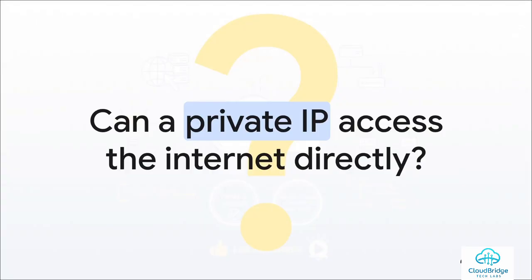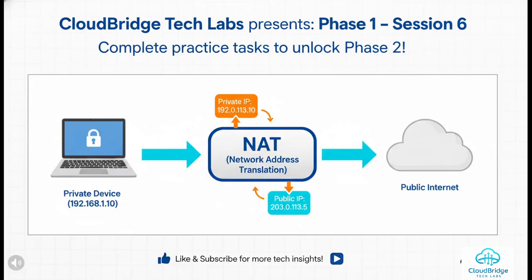So let's pause for a quick second. I want to throw a question your way just to test your understanding of the boundaries we just established. If you have a machine with a private IP address, say 10.0.0.5, can that private IP access the open internet directly? Think back to that conference room B analogy. Well, the answer is a hard no.